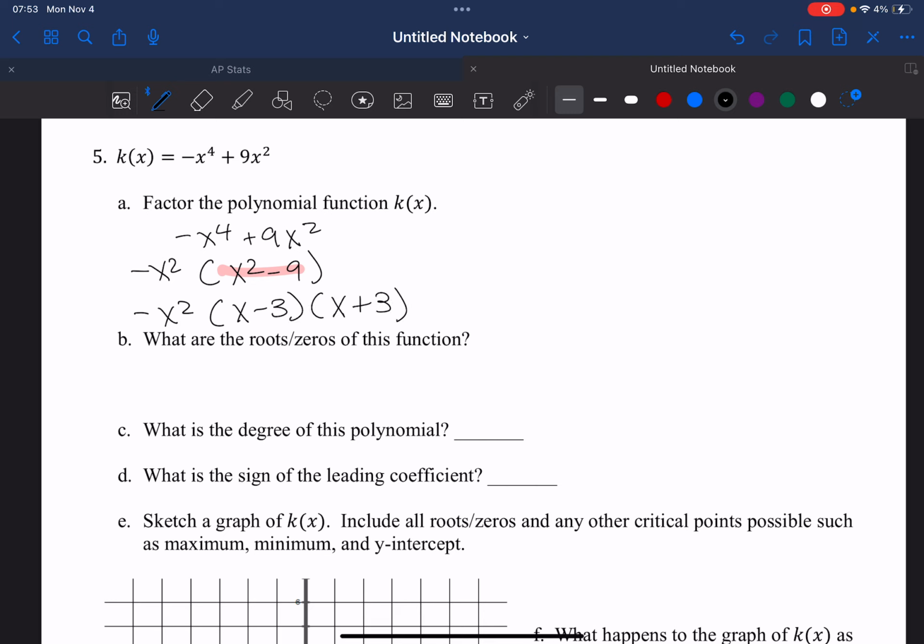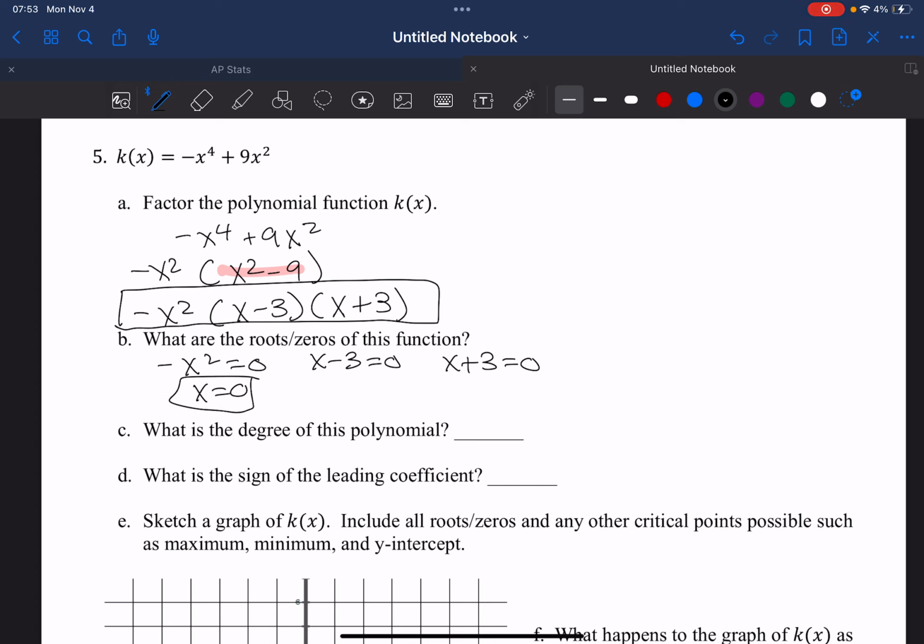And this is only true when we have a perfect square that has a minus sign. Okay, so I take the square root of that c value, which is 9. Square root of 9 is 3, so I get x minus 3, x plus 3. This is my answer here. Now to find the roots, I set them each equal to 0. So x minus 3 equals 0, x plus 3 equals 0. So I get x is equal to 0, and I'm going to bounce off of that 0. X is equal to 3, and x is equal to negative 3.